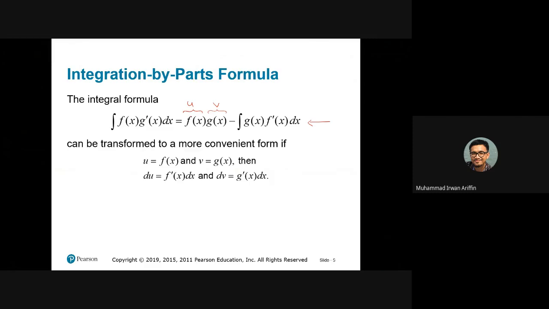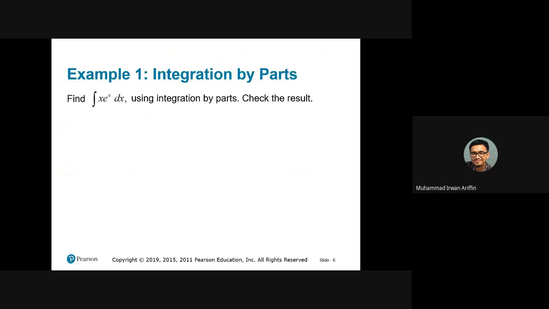Now we redefine some other components here. f prime dx would be du, and since v is g, g prime dx would be dv. So this is the integration by parts formula, where we have simplified the equation to: the integral of u dv equals uv minus the integral of v du. So this would be the formula. Let's do a few examples.